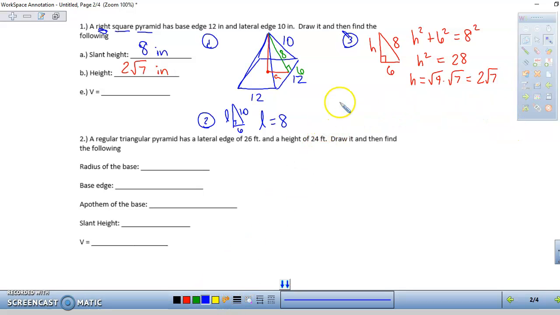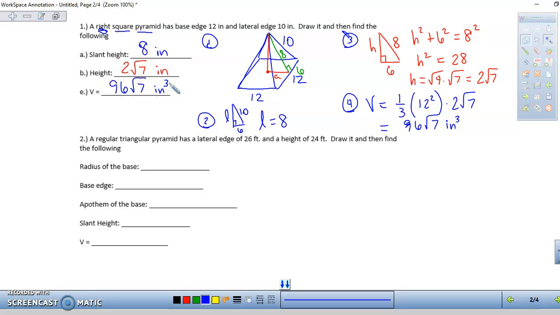Okay, lastly, we're going to find the volume. And remember, the volume involves that perpendicular height to the center of the base. So the volume is, as a pyramid, make sure you remember your 1/3 base area, in this case, is easy. And then 2 root 7 is the height of the pyramid. Okay, so you're going to calculate that. So 12 squared is 144. 1/3 of that is 48. So you get 96 root 7, and that's going to be inches cubed, but that'll go here. So 96 root 7 inches cubed is the unit for volume.